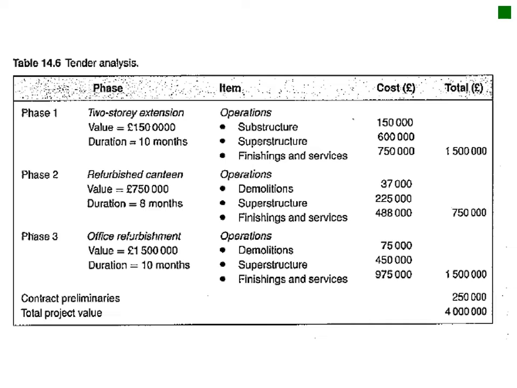So here's the scenario. So you've got a 2-story extension, refurbished canteen, and office refurbishment. So you've got your projects divided into 3 phases. You've got your operations sections. You've got your substructure, superstructure, finishing, demolitions, superstructure, finishing, demolition, superstructure, finishing. So very straightforward, very simplified example.